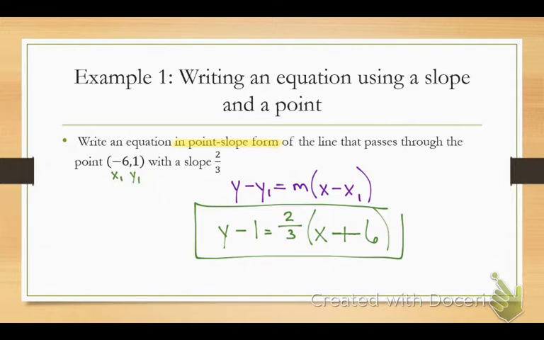Now, if it had said slope-intercept, I would have had to solve for y, but that's not coming until a little later. Okay? So write the equation in point-slope. All I'm doing is taking the information I have and plugging it in. Okay? Any questions? All right, you're about to do one.